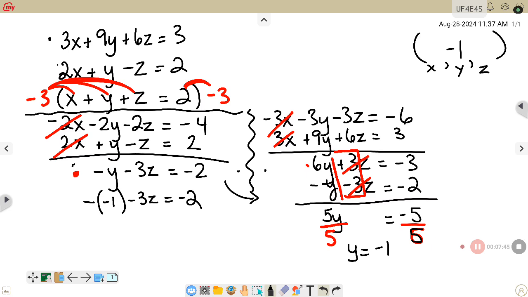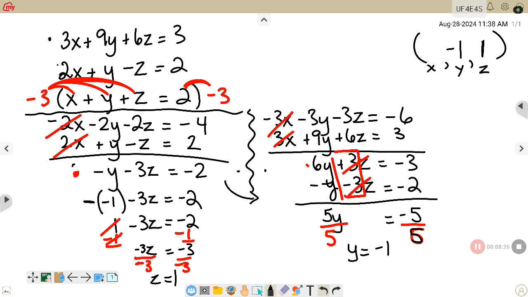Well, negative 1 times negative 1 turns that to positive 1 minus 3z equals negative 2. Now look at the equation that you're solving. The only thing that we don't know in that equation is what the z is. So I'm going to solve this for z. Subtracting the 1, now I have negative 3z equals negative 3. If I divide both sides by negative 3, now I know what z is. Negative 3 over negative 3 is positive 1, which means now you know the z. So now you know the y and the z.